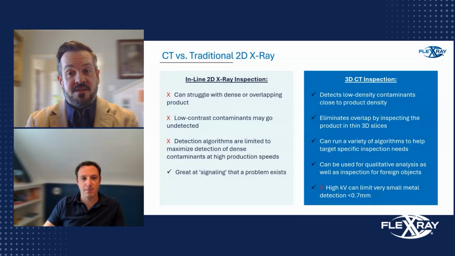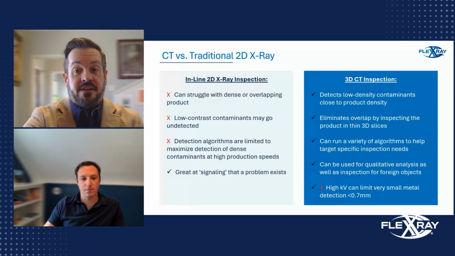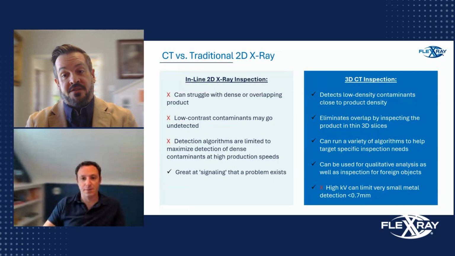For a CT inspection, we're taking those effects out of the way. We can find low density contaminants by removing the overlapping image issues that exist with 2D inspection. We can also run a variety of algorithms that will help target specific issues. And then finally, this can be used for qualitative analysis as well, which I'll highlight in just a few minutes.